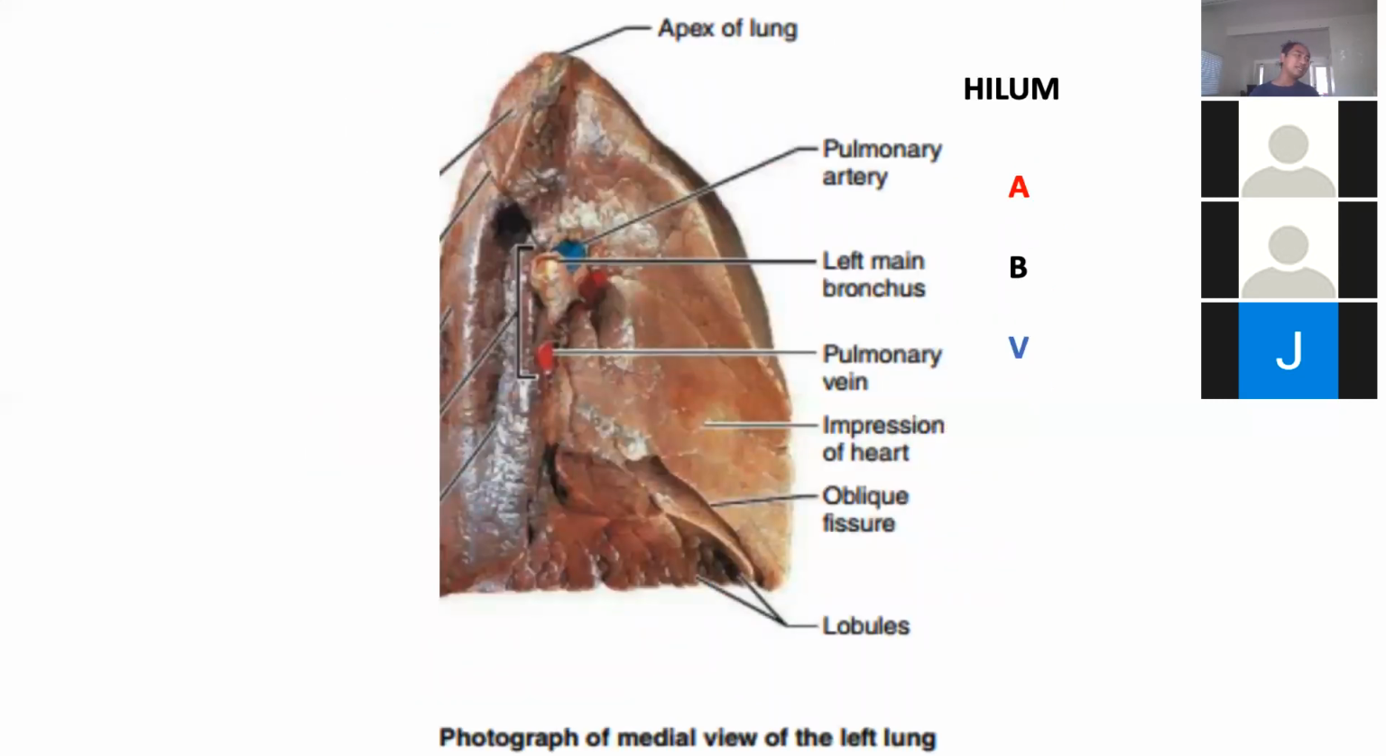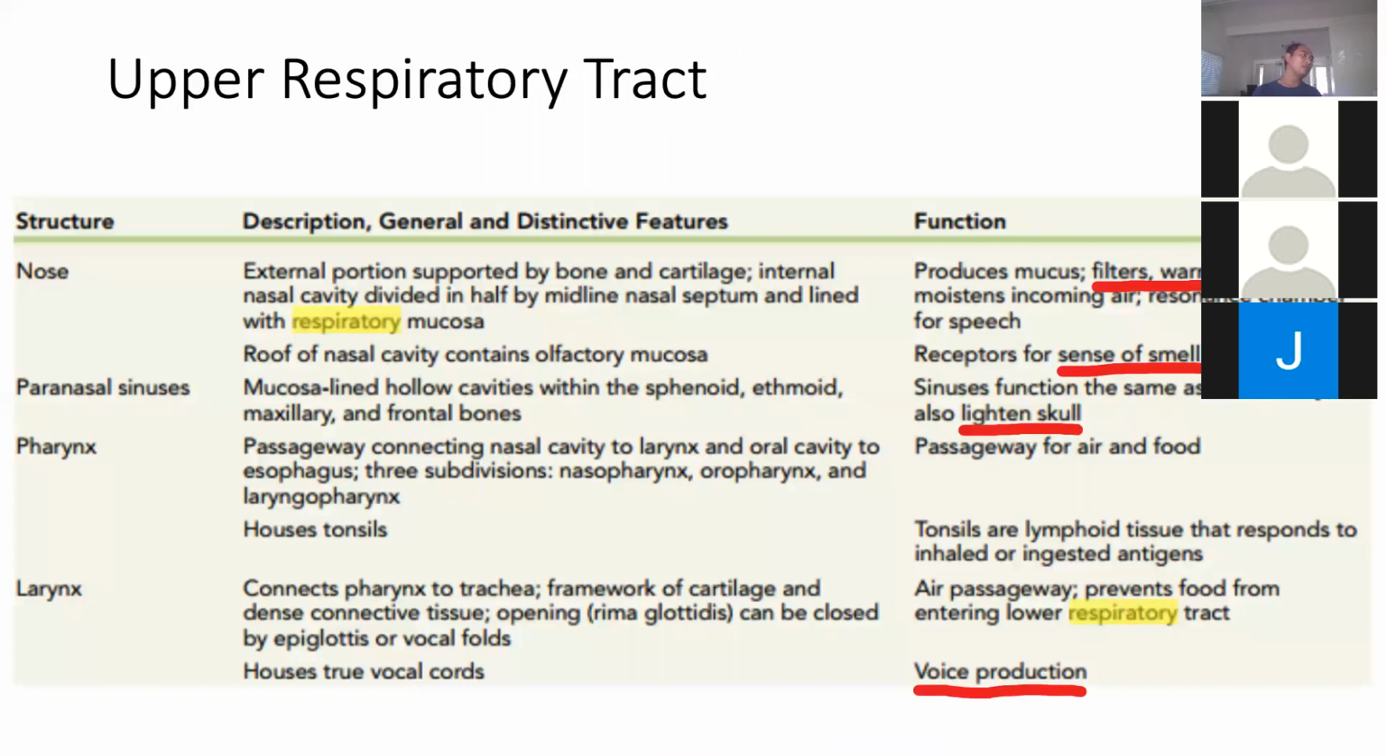And let's look at the lung from the medial side. This is not the costal cartilage. This is the medial side of the lung. You can see the pulmonary artery, pulmonary vein, and bronchus going into the lung, and this area is called the hilum of the lung. Yeah, so all the artery, veins, and bronchus go into the lung here. This area is called the hilum of the lung.